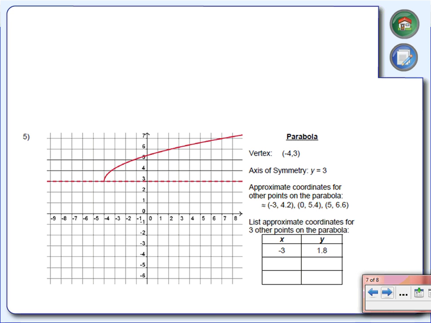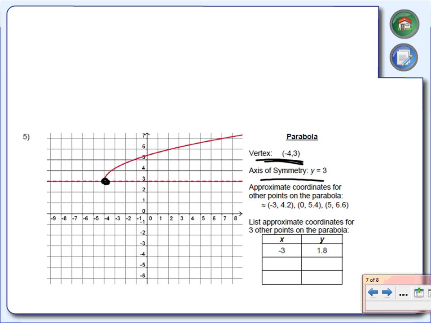Here, this parabola, they give us the vertex, and it's at negative 4, 3. That's this point right here, negative 4, 3. They also give me the axis of symmetry. It's y equals 3, which is this red dotted line. That's the axis of symmetry. That's the line that's going to cut our U shape in half.